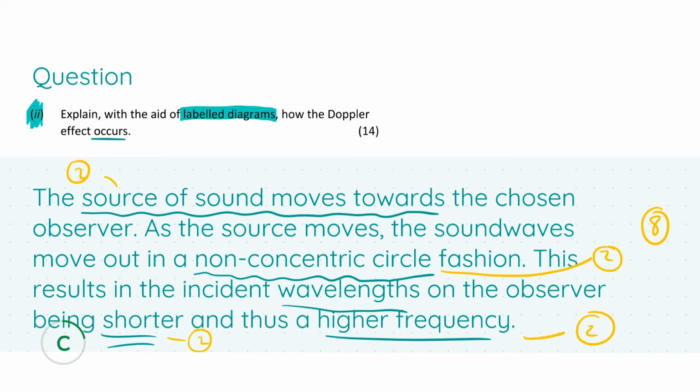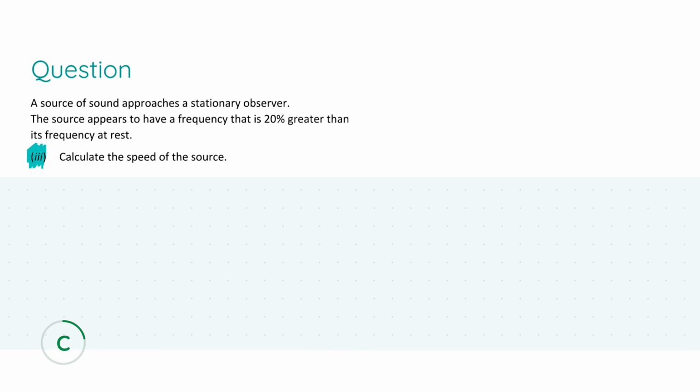In part 3, we were asked a question on waves that is less about the theory and more about the maths. We're told that there is a source of sound approaching a stationary observer. We were also told that the source appears to have a frequency that is 20% greater than the frequency it has at rest. We were finally asked to calculate the speed of the source.